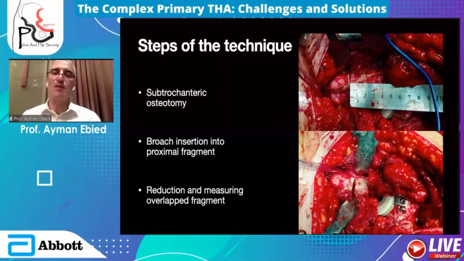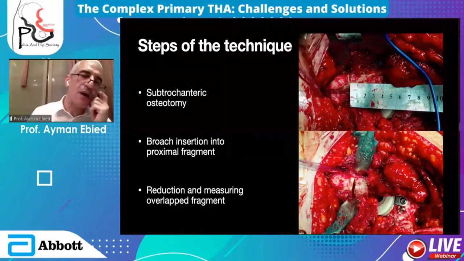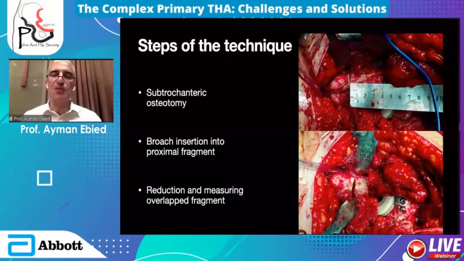We usually err towards having a smaller part removed at the beginning, and obviously you can increase this removed part as the soft tissue balancing needs to be balanced with removing more of the femur.